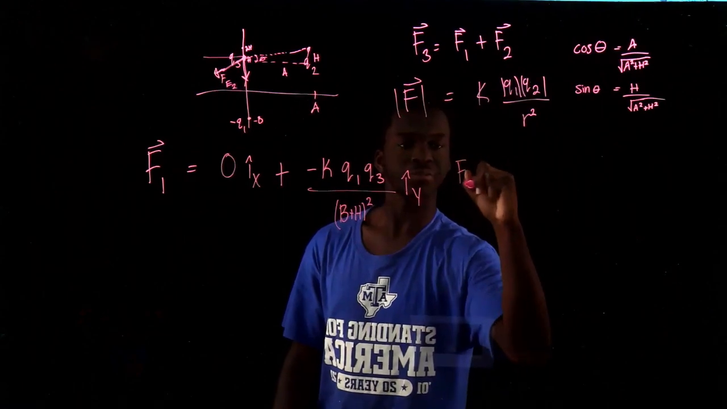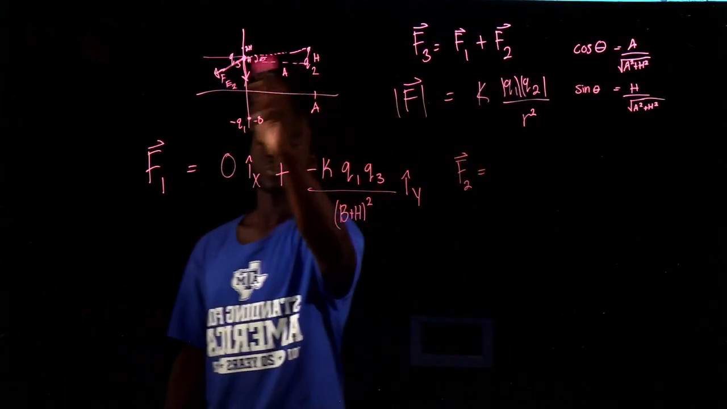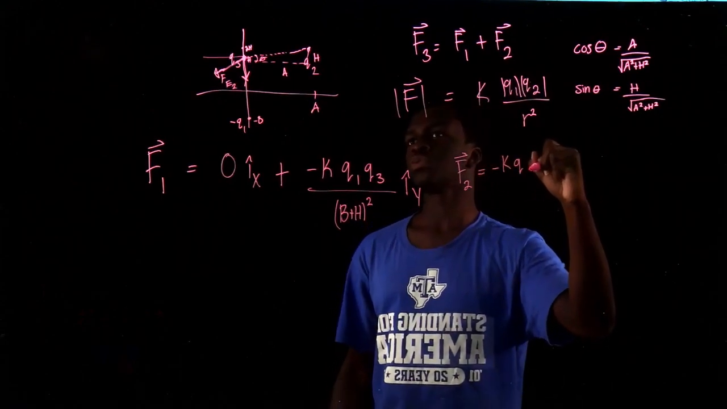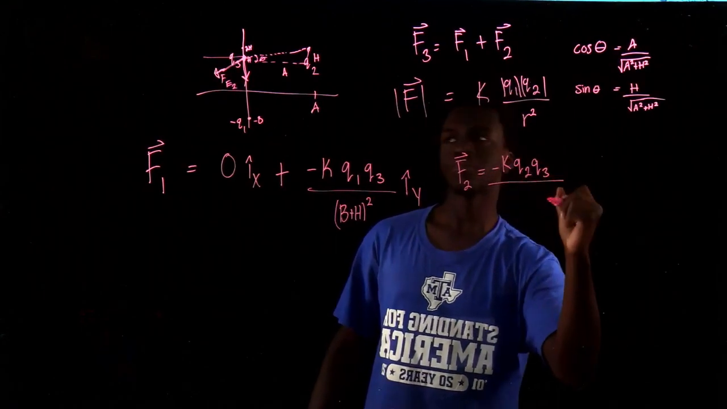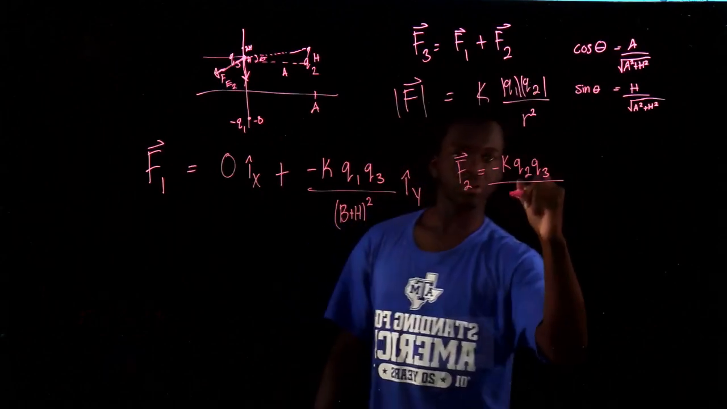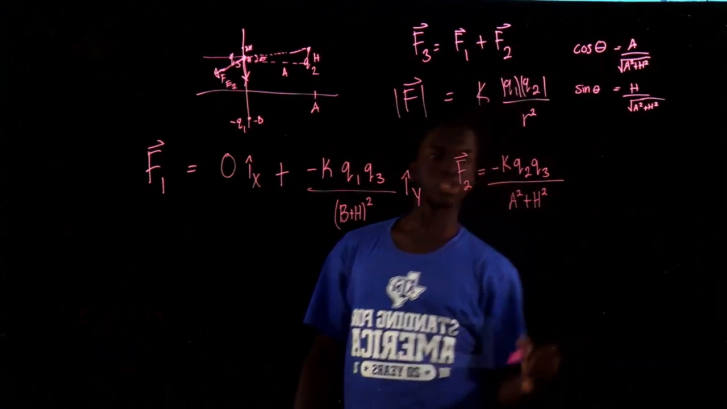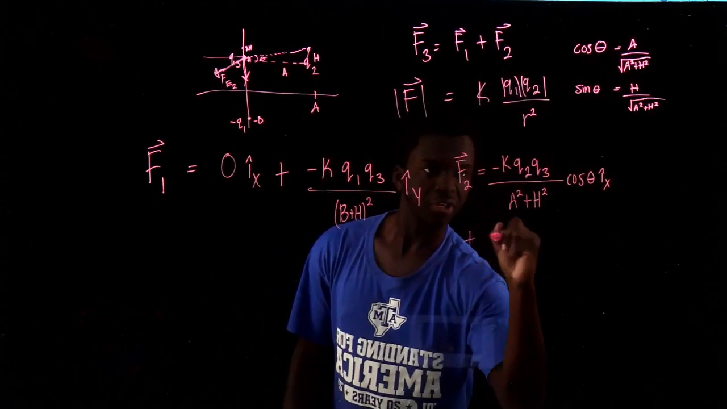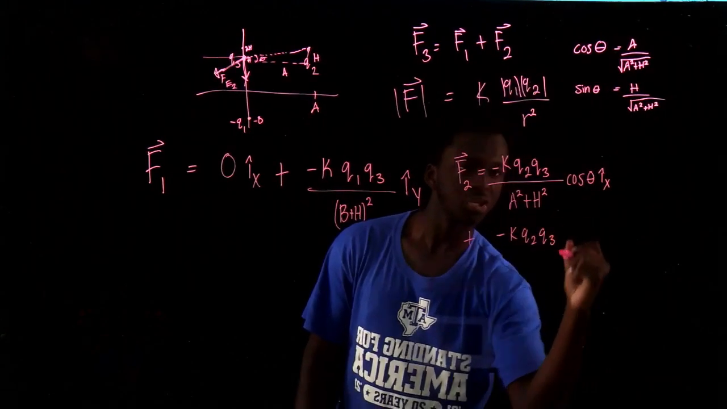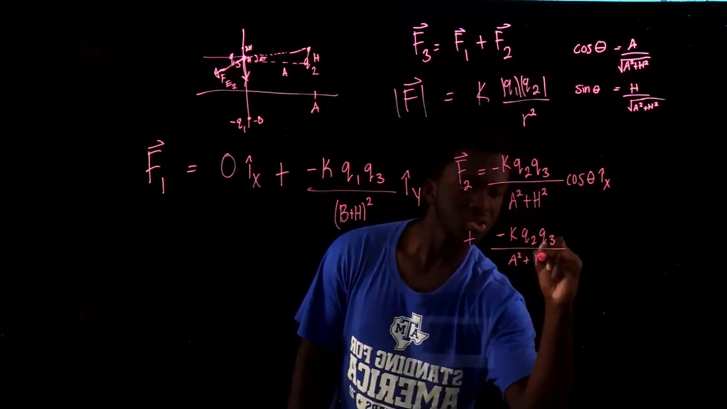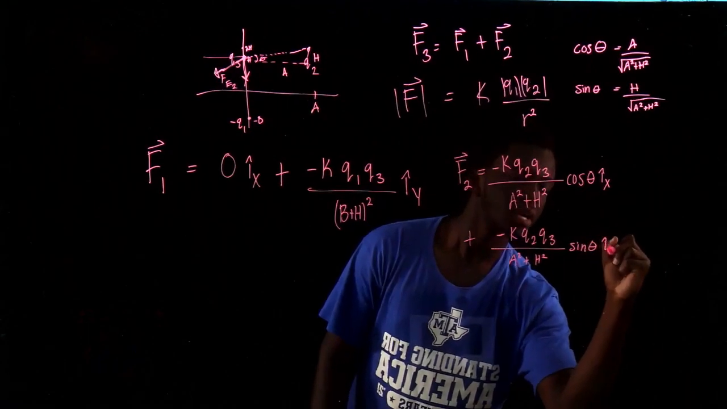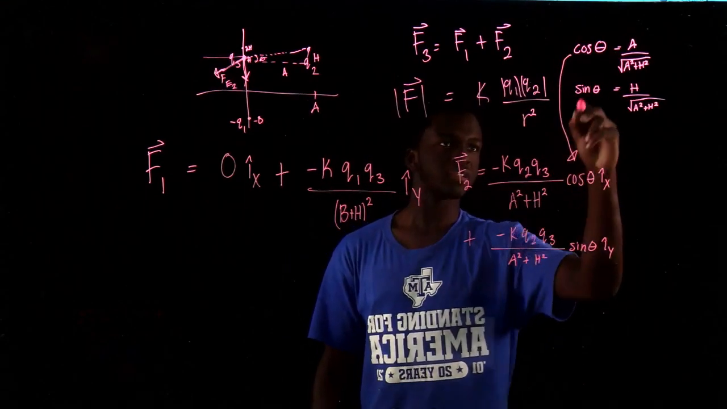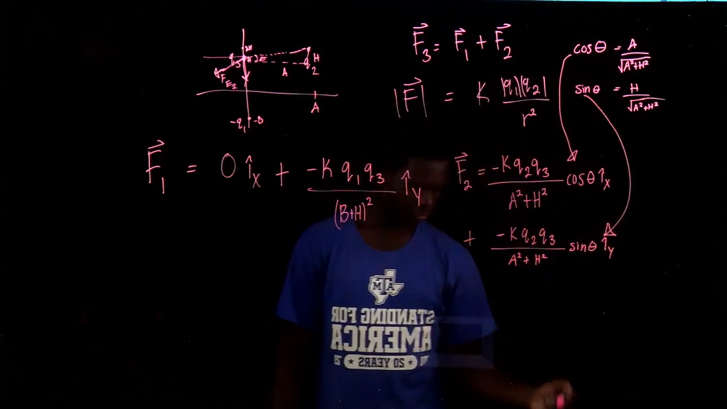So F2 is equal to, we're gonna do the X direction, it's gonna be negative K because it's in the negative X direction. So it's gonna be negative K Q2 Q3 over R, which is A squared plus H squared. So just square it, the square root is going to go away. Then you have to add the cosine theta because it's in the x direction, i_x. And then add another negative K Q2 Q3 all over A squared plus H squared, sine theta i_y. Okay? So now after that, all you have to do is substitute that in. And after that, we're ready to write the final equation.